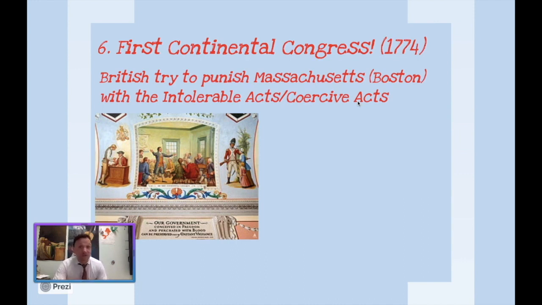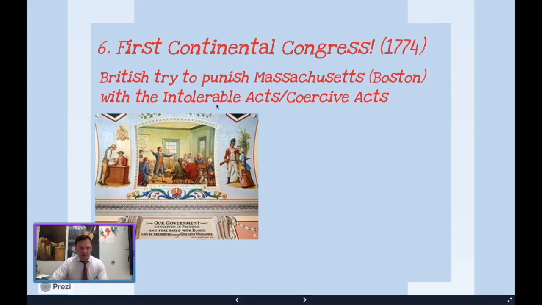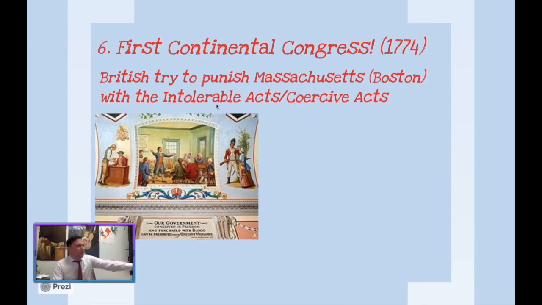The Americans referred to them as the Intolerable Acts because they're like, how dare you? This is intolerable that you try to blockade our harbor. This is intolerable that you try to allow soldiers to just live in our homes or in abandoned houses in our cities and stuff like that just because they're British soldiers of your government, right?